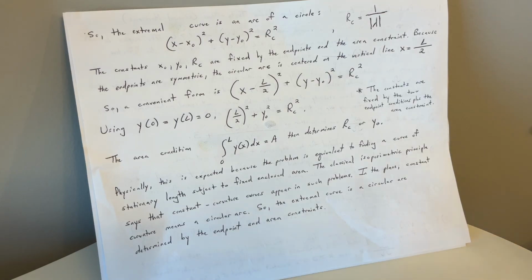And to wrap things up, physically this is expected because the problem is equivalent to finding a curve of stationary length subject to fixed enclosed area. The classical isoperimetric principle says that constant curvature curves appear in such problems. And in the plane, constant curvature means a circular arc. So the extremal curve is a circular arc, determined by the endpoint and area constraints.